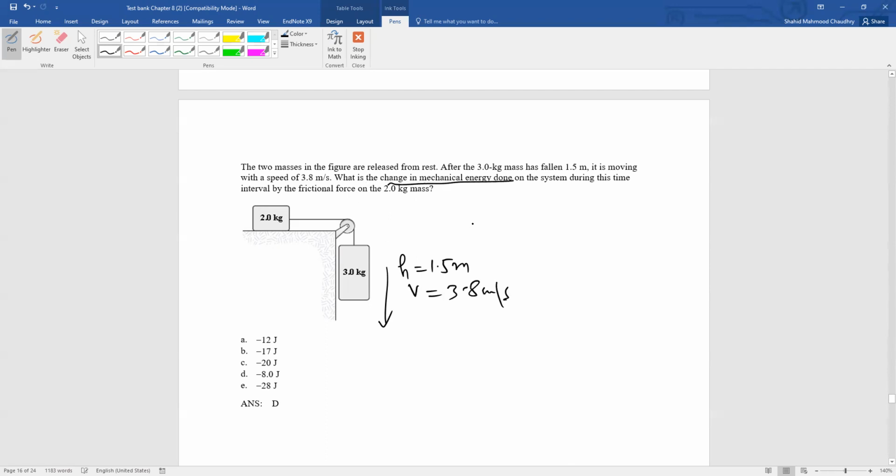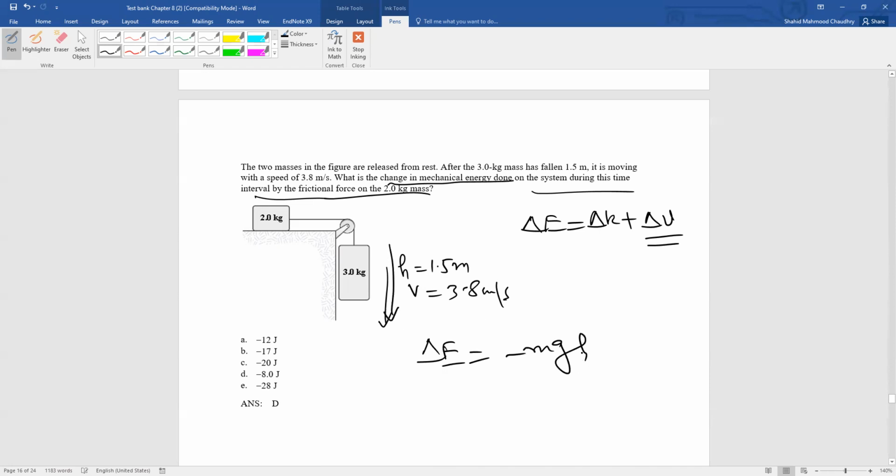What is the change in mechanical energy of the system during this time, caused by the frictional force on the 2 kg mass? The change in mechanical energy is equal to kinetic energy plus potential energy. This is the formula. Just putting in the values, delta U is minus m g h, because it is going down, and plus delta K. Delta K will be half m v square. But which m will we take? We will take both masses here because both are moving.